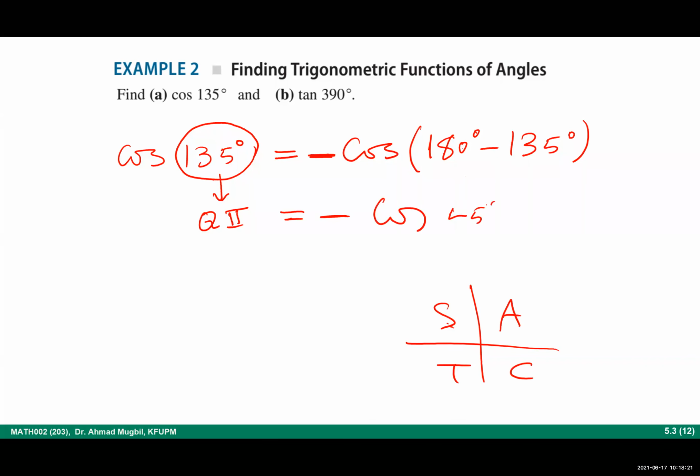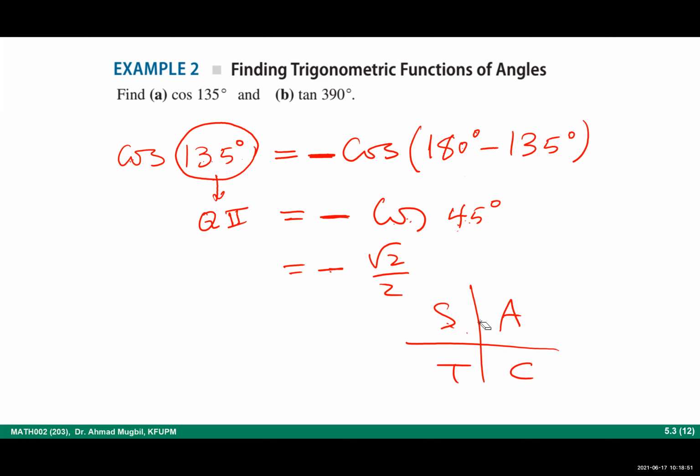It is 45. This means that the cosine of this angle is the same as cosine 45, but 45 is in the first quadrant, so it is positive. But 135 is in the second, so it will be negative. What is cosine 45? Square root of 2 over 2. So its cosine is the same as the reference angle, but negative because it is in the second. Any question?